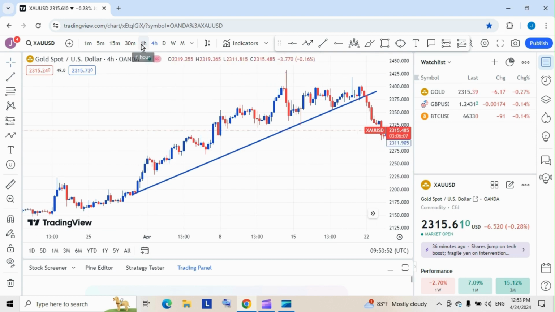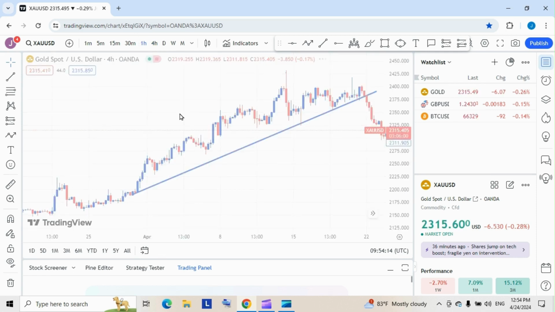This is for you to go to the H1. So you come to the 1 hour. This is just the 4 hour. So now let's come to the 1 hour and see if we can continue to draw trend lines. This is what we mean by top down analysis. Now let's wait for this to load. So now this is the 1 hour.